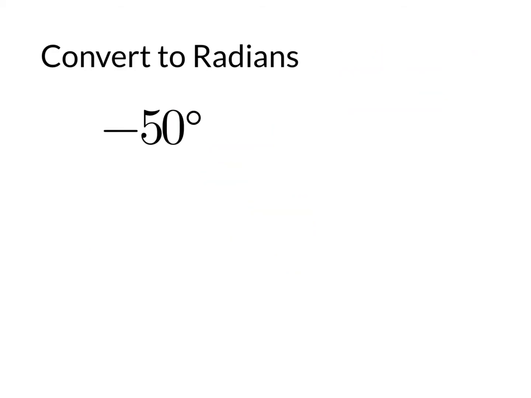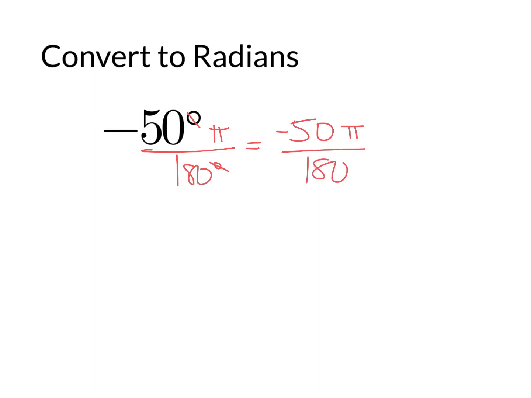So when we do that again with negative 50 degrees, remember we're going to multiply by pi over 180 degrees so that we can get the degrees to cancel. And we're looking at negative 50 pi over 180. When we simplify that, all we have to do is cancel the factor of 10 out of each of them, and we'll have our simplified fraction of negative 5 pi over 18.